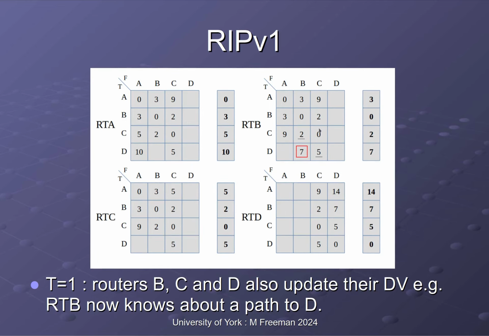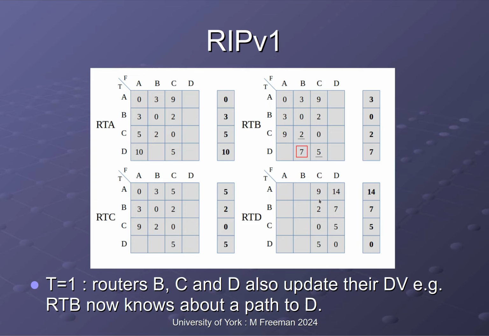So it receives a distance vector from C saying that it can get to D in 5 hops. It knows it can get to C in 2 hops, so therefore it takes 7 hops from B to get to D. So again, if you look at all these routers, we can see they're updating with new information. They're updating their distance vectors again.